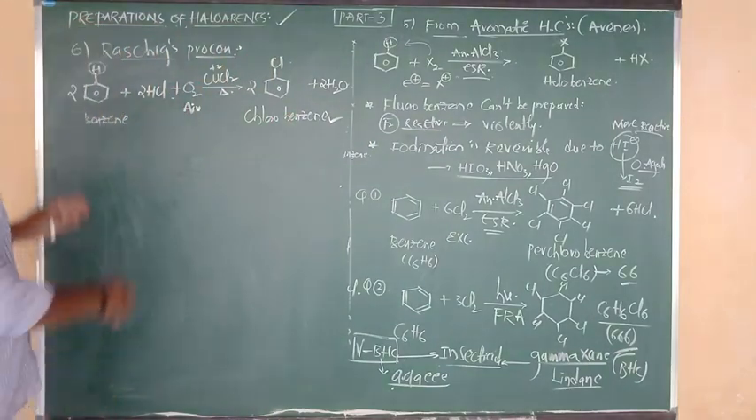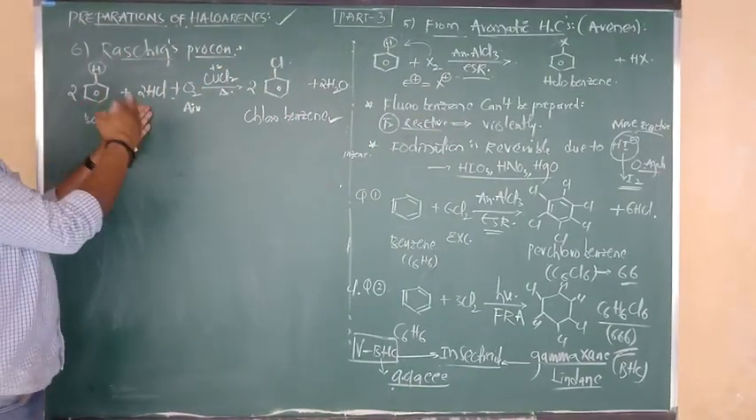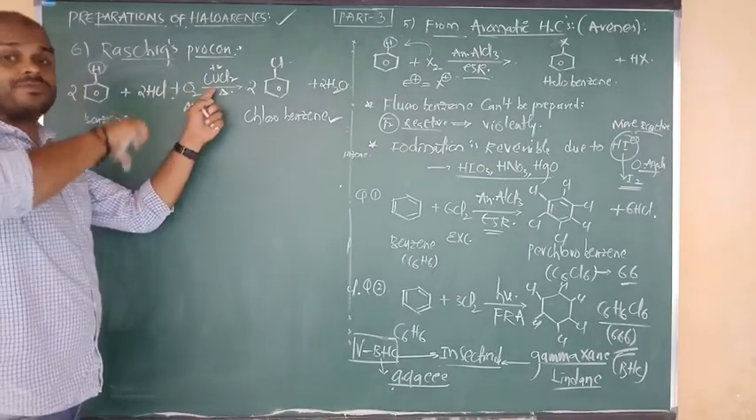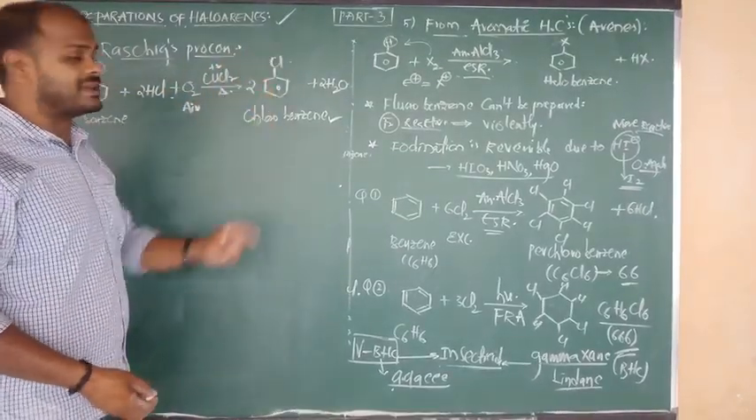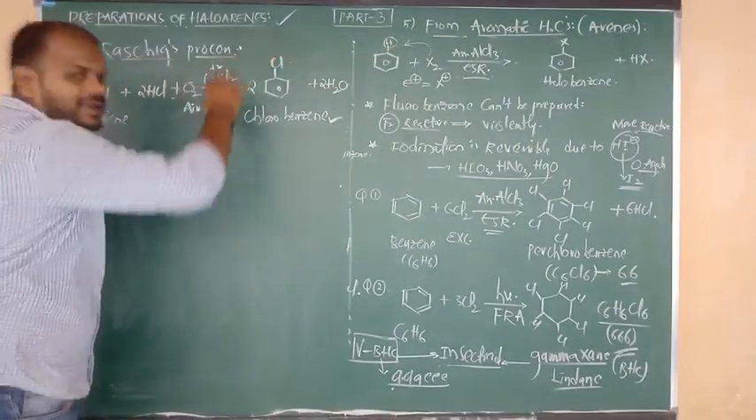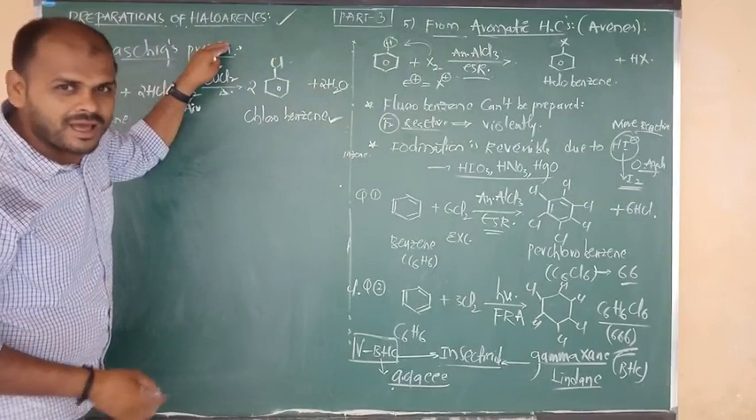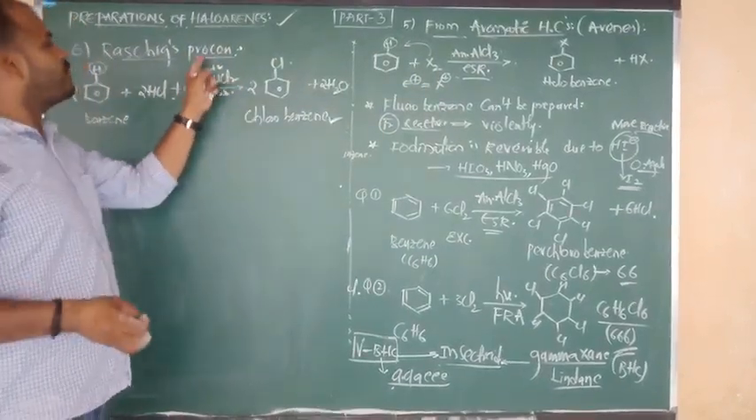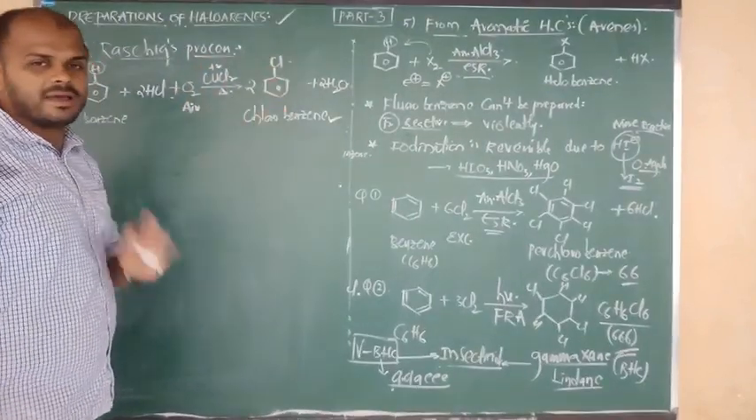Okay, statement: benzene upon acidification with HCl, followed by oxidation by air in presence of cupric chloride, gives the product, which is nothing but chlorobenzene. What is the catalyst in Raschig's process? Cupric chloride. Formula Cu2Cl2, right? No, beta, the formula is CuCl2, cupric chloride. And what is the product here?